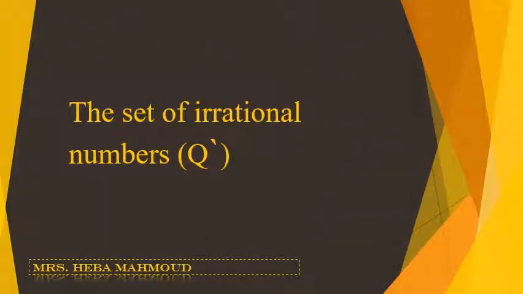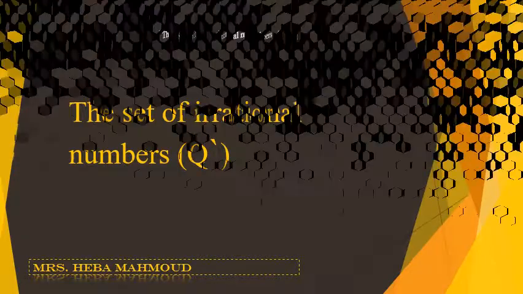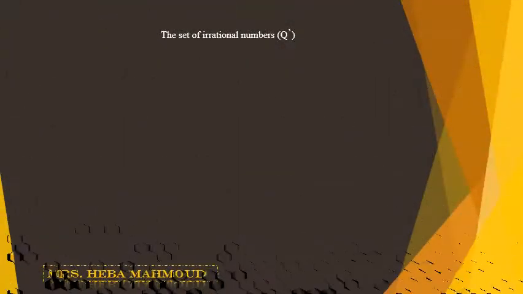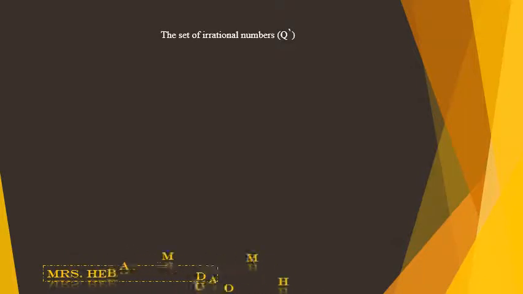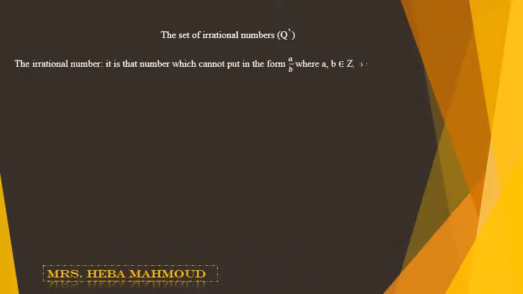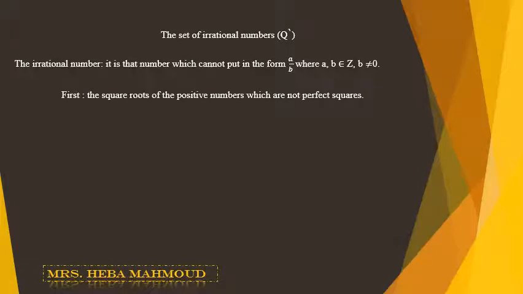The set of irrational numbers. The set of irrational numbers, Q dash, is the set of numbers that can't be put in the form A over B, where A and B belong to Z and B is not equal to 0.